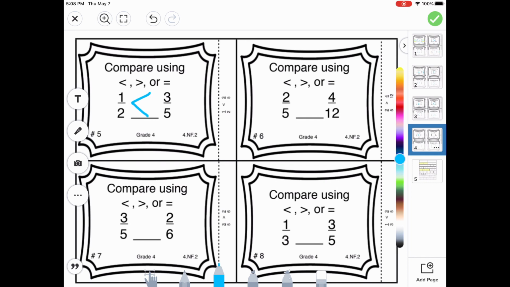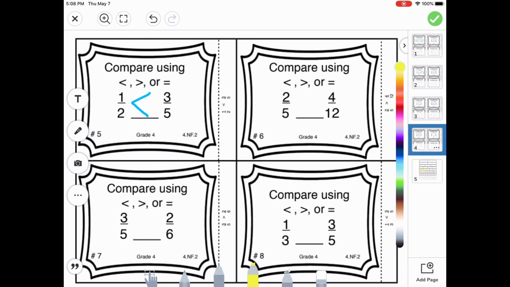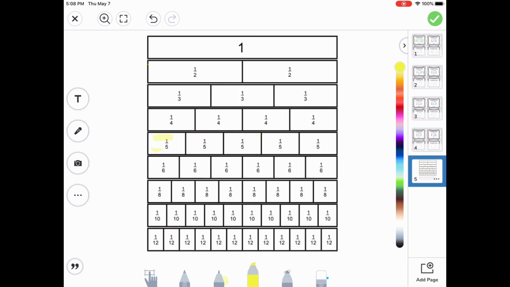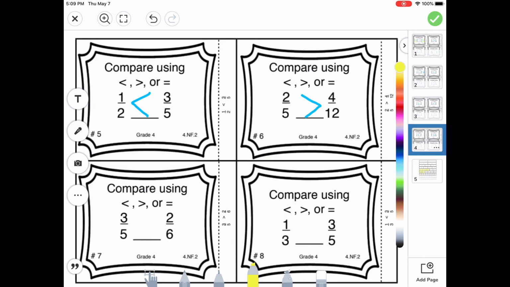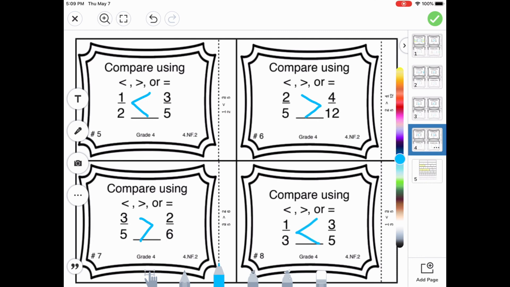The next question, I have 2/5 and 4/12. 2/5 is greater than 4/12. Next, 3/5 and 2/6. 3/5 is greater than 2/6. And last but not least, 1/3 and 3/5. And I can see 1/3 is less than 3/5.